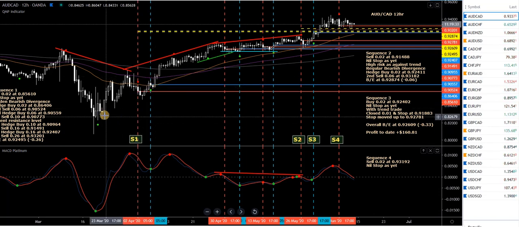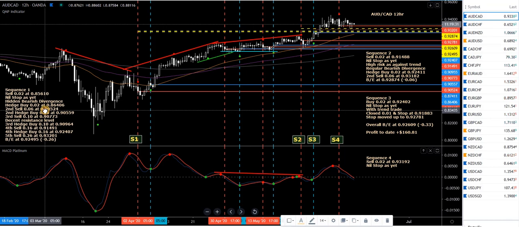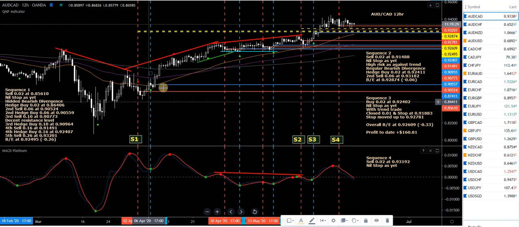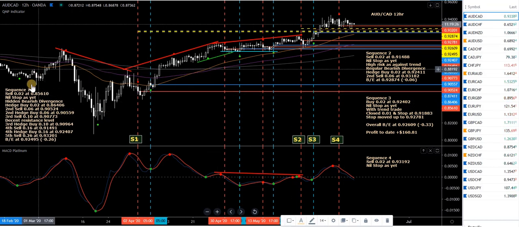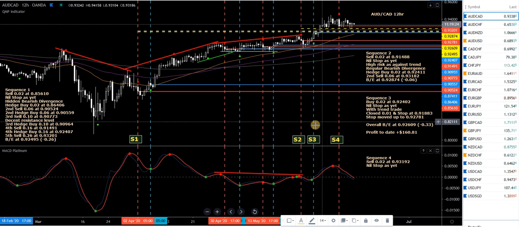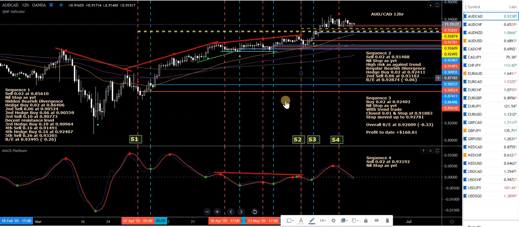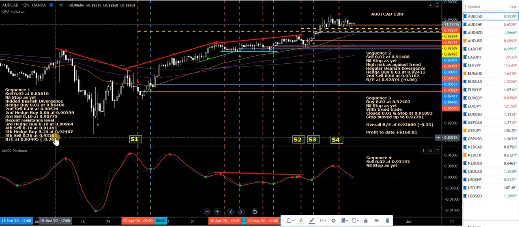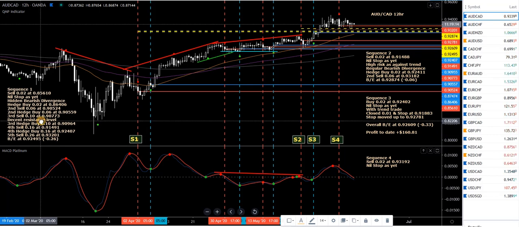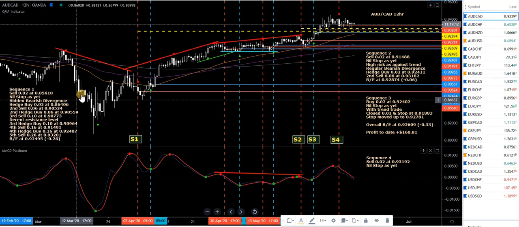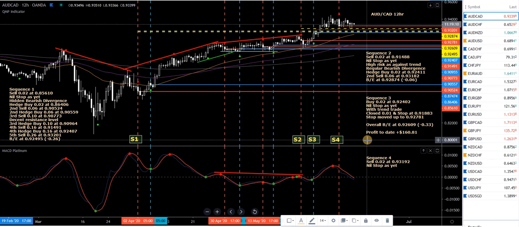So S1 stands for sequence 1. That means I can be in multiple sequences on the one pair. So sequence 1, sequence 2, sequence 3, sequence 4, and this is the AusCAD. So a lot happening, a lot of trades happening. That's what I'm trying to do in the 12-hour, try to get as many trades going as possible and just look to continually pick off the profits and profit overall.